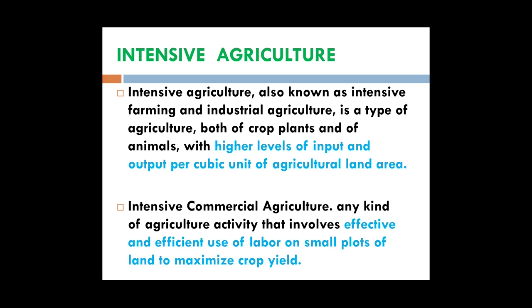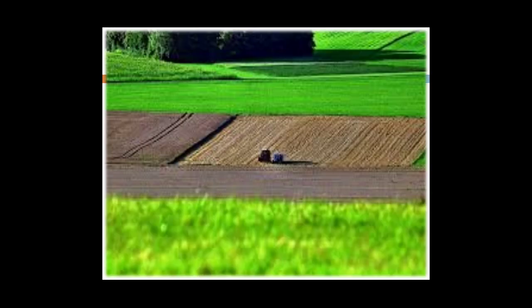So this was the concept of intensive agriculture. See the picture, these are small plots of land, but you can see the machines are there, and you can see how organized these farms are. So now next in the list is extensive agriculture.